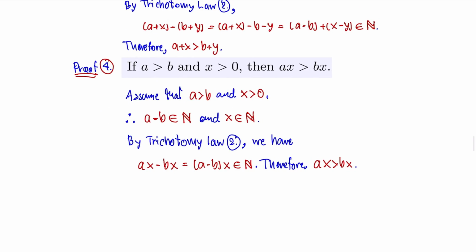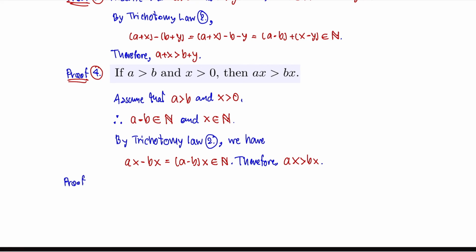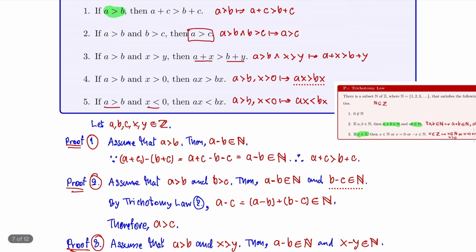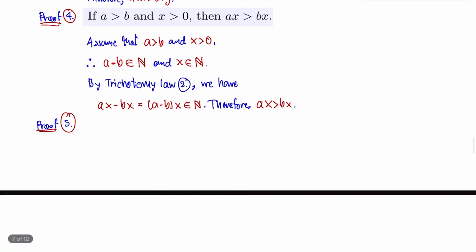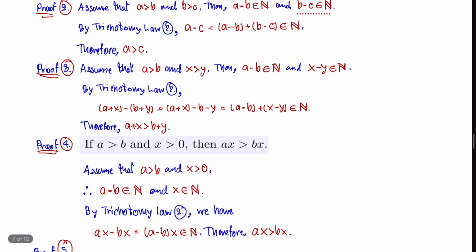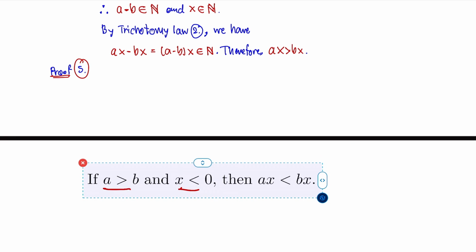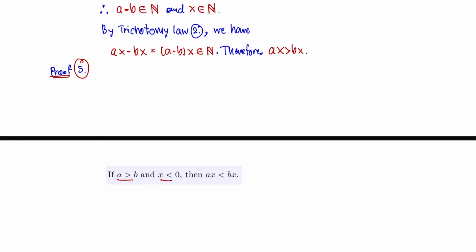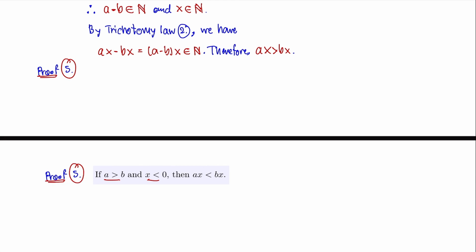Great. And the last one, the fifth one. The fifth one is here. a greater than b and x less than 0, then ax is less than bx. Okay. So the step is the same. The way to do it is almost the same, okay? Okay, give me a second. Proof of number 5. Here.